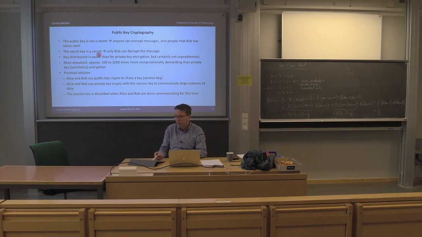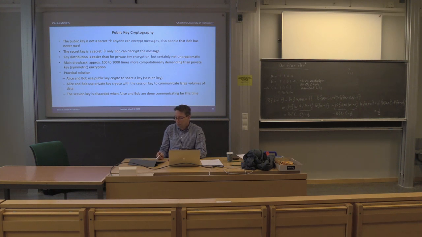The secret key, however, is a secret. That should be kept secret, because if it's not, then other people can also decrypt, which defeats the purpose of this. Now, key distribution for this reason is easier, because we don't have to have a secure channel to share the public key. You can do that in the open. So it's easier than private key encryption, but we will see a little bit later that it's certainly not a piece of cake. There are some problems with this also.